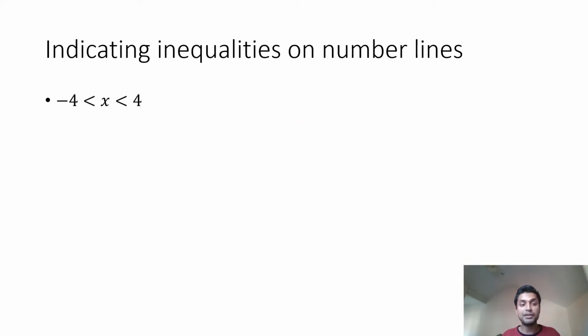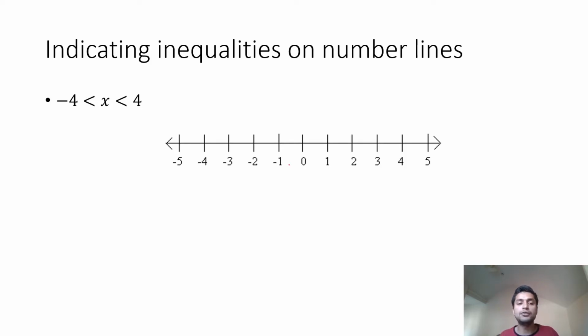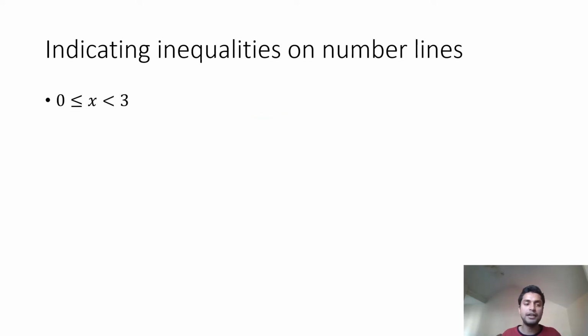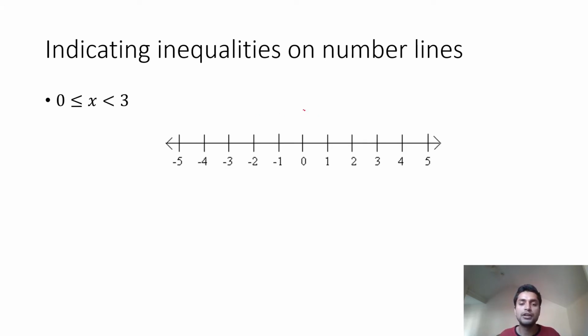Next, if you wanted to draw something like this, you first indicate your two values of interest, that is your minus 4 and positive 4. Now, because these are both less than symbols, you don't shade them in and just draw a line that connects these two circles. For this case, where x is sandwiched between 0 and 3, except x is able to take 0 as its value, you again locate your two numbers, so that's your 0 and your 3, but you shade the circle above 0. And as before, you draw a line that connects these two circles.